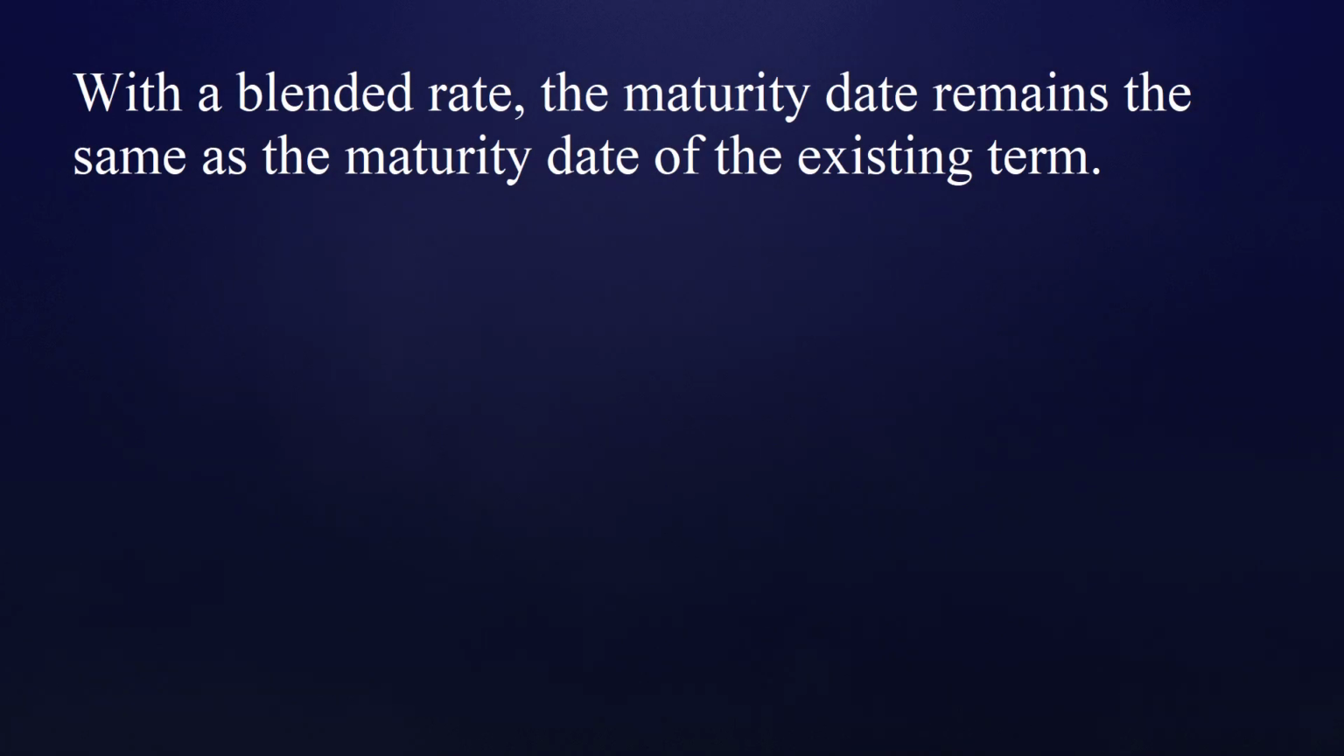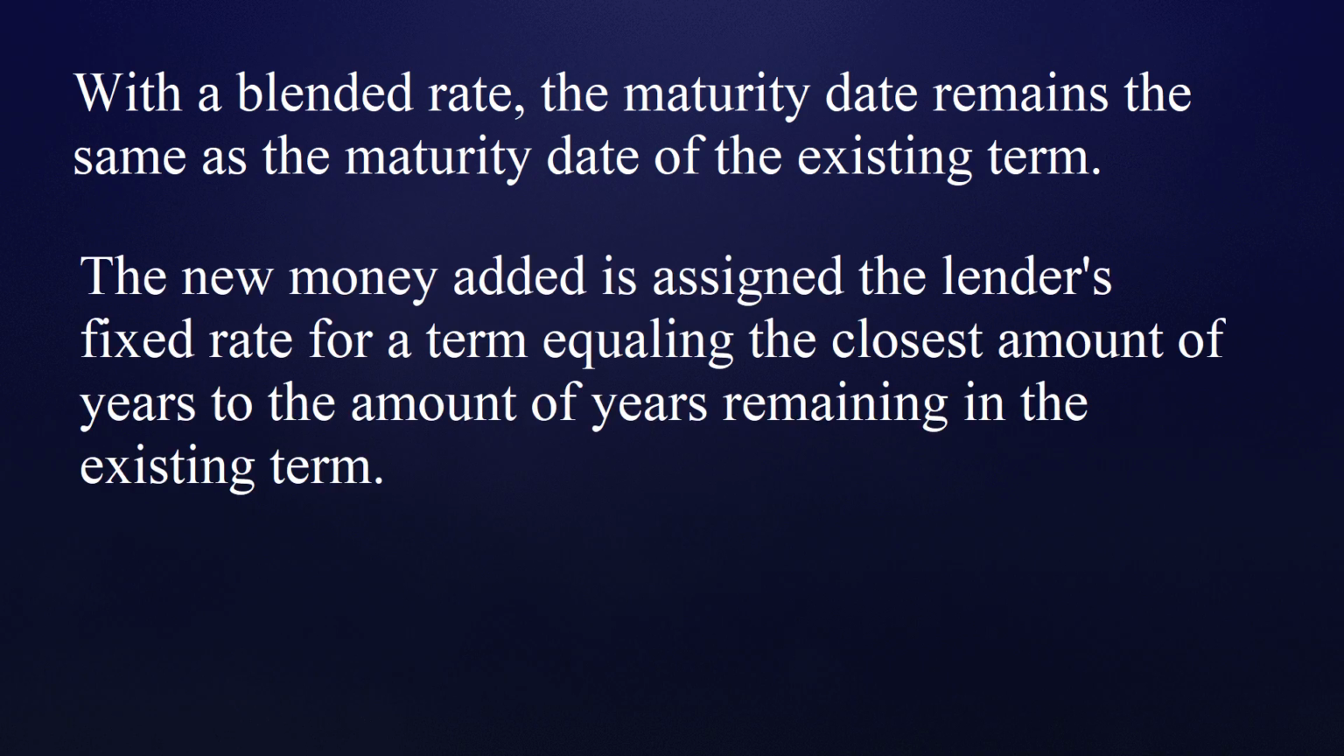So with a blended rate, the maturity date remains the same as the maturity date of the existing term. So let's say that you have a maturity date of April of 2000 whatever. That same maturity date has to stay the same when they do the blended rate. The new money added is assigned the lender's fixed rate for the term equaling the closest amount of years to the amount of years remaining in the existing term. Now that seems quite complicated, but here's an example.